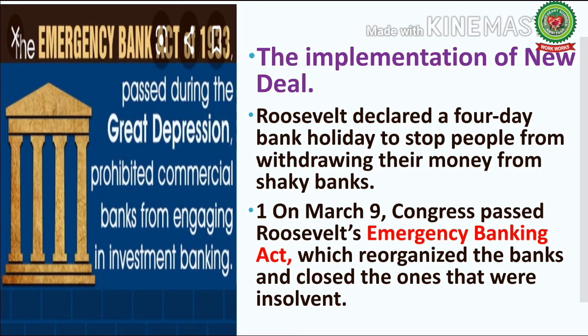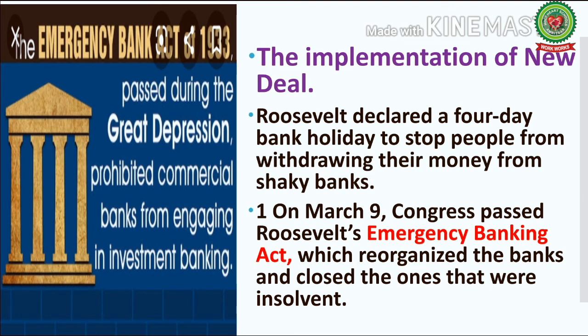The implementation of the New Deal. Roosevelt declared a 4-day bank holiday to stop people from withdrawing their money from shaky banks. People did not have any trust in the banks, so they wanted to take their money away from the banks. But in order to develop an economy, the money supply in the market should be there, and money supply always depends upon the banking system. So he declared a 4-day holiday so nobody could take out the money from the banks.